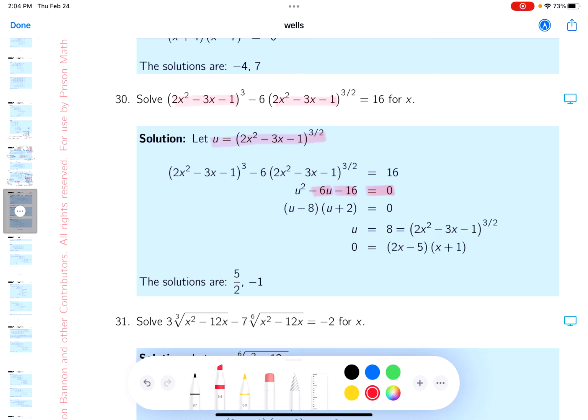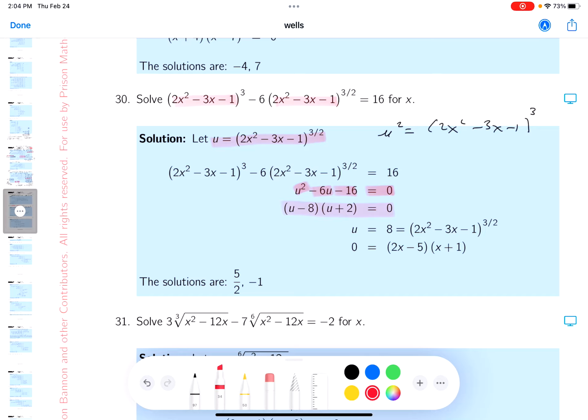Now where do they get the u squared? I want to point out u, when squared, is going to be 2x squared minus 3x minus 1 cubed. All right, that's where the u squared is coming from. So I see that right over here. What do I do next?